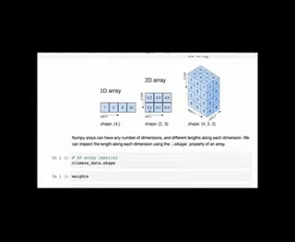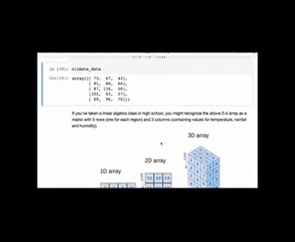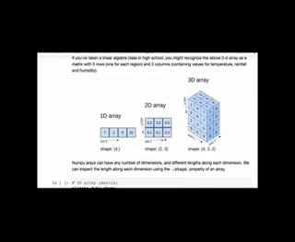And then here is a 2-dimensional array. So just we have 5 rows here and 3 columns. Here there are 2 rows and 3 columns. And then this is a 3-dimensional array.